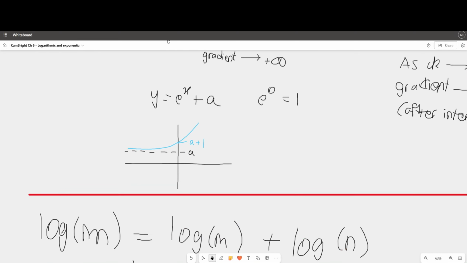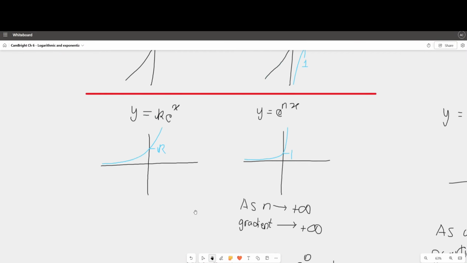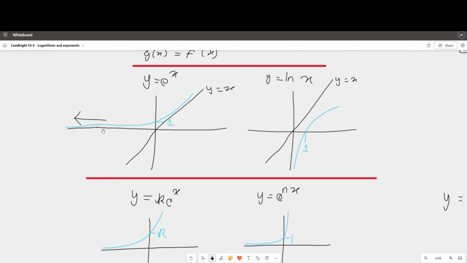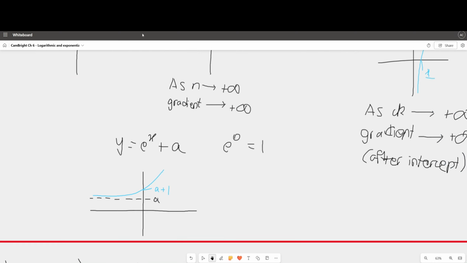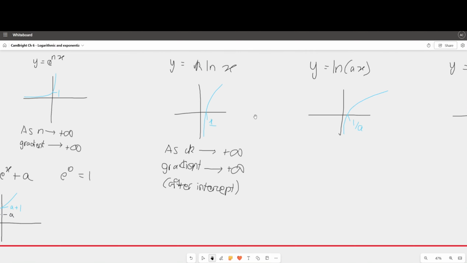So if you look here, the line y equals a is actually the asymptote. Here, because it's e to the power x plus 0, y equals 0 is the asymptote. y equals a will be the asymptote here. Alright, now moving on to ln x.